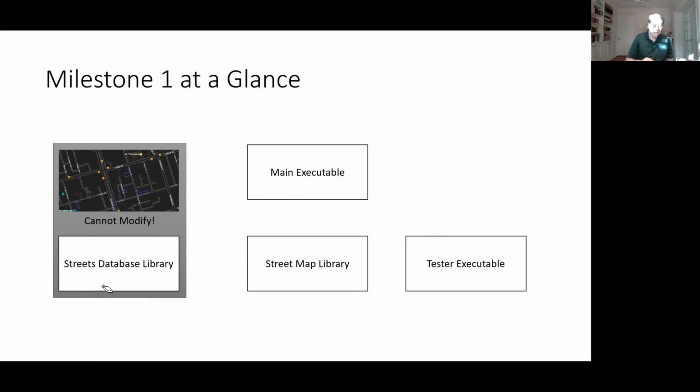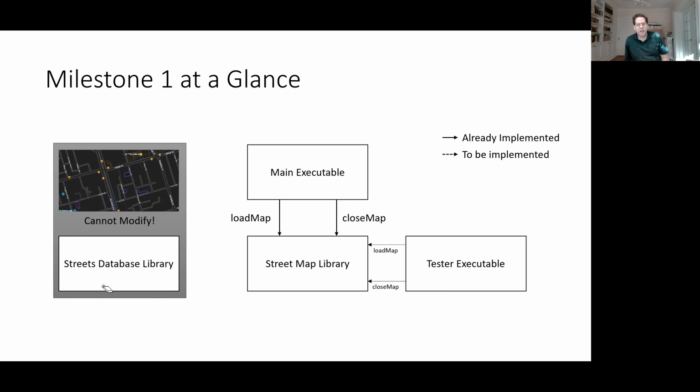We've written some code for you that we call the Streets Database API, and that's put together into a library that you can talk to. You can't modify it, we wrote it, you can only call it. You are going to be writing almost all your code in another library that we call the Street Map library. And the Street Map library can be called in two ways.